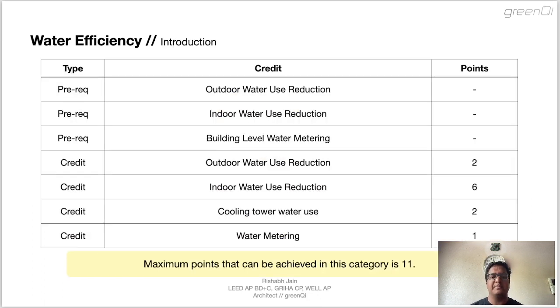Now let's begin with the main category of water efficiency. There are a total of 4 credits and 3 prerequisites in water efficiency. The maximum points achieved under this category are 11. Prerequisites are basically requirements that the project has to comply with to be qualified for LEED certification. As you can see, the LEED category of water efficiency focuses on reducing the amount of potable water used for purposes other than drinking.